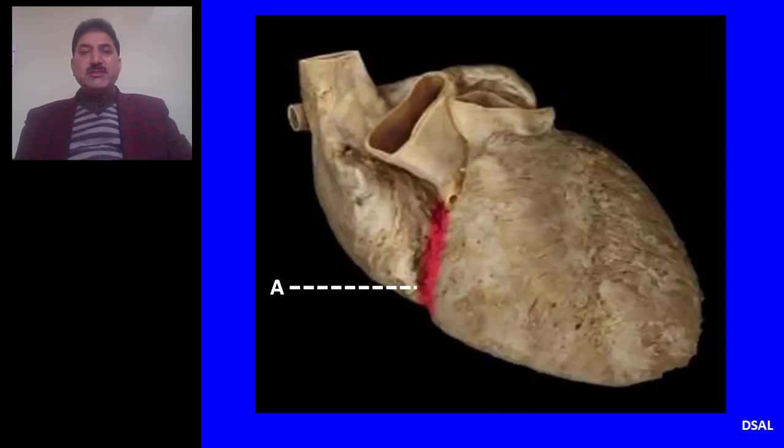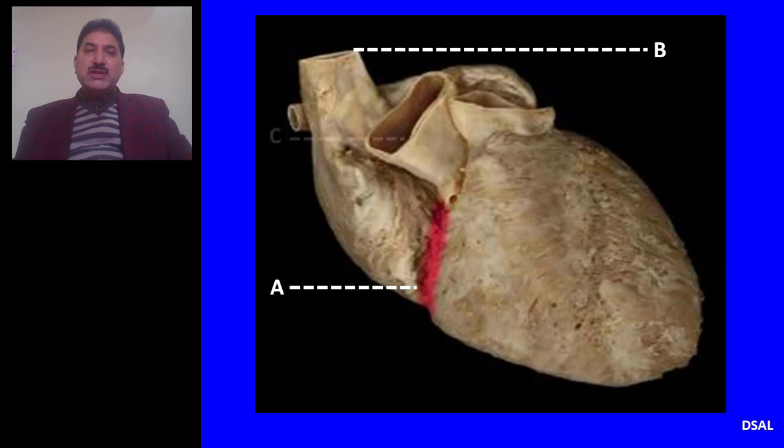In this wet specimen, A represents atrioventricular groove, B represents superior vena cava opening into right atrium, C represents descending aorta, D represents pulmonary trunk. Again, we can see the relation between aorta and pulmonary trunk. Aorta lies posterior to the pulmonary trunk. It is thick-walled in contrast to the pulmonary trunk.